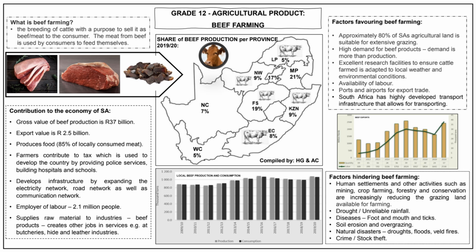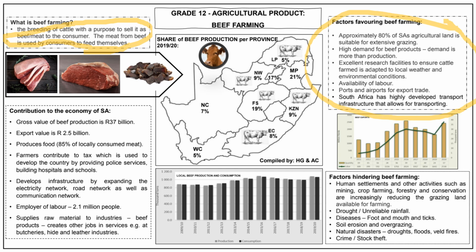So beef farming here is the breeding of cattle with the purpose to sell it as beef or meat to the consumer. The meat from beef is used by consumers to feed themselves. So there's your definition. So, factors favoring it.